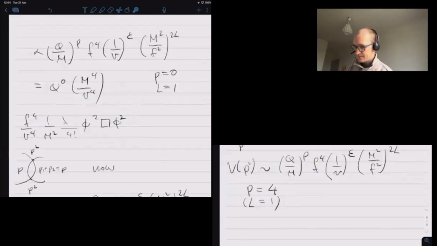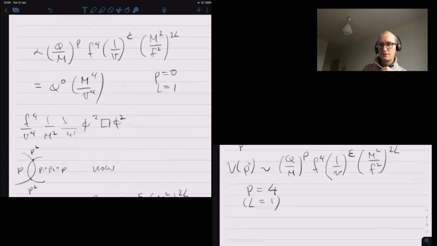Yes, maybe if I get this right, in addition to keeping track of the power P, the power K of the number of derivatives, we also need to keep track of the number of loops when we do computation. It would be wrong to do a diagram with too many loops, I think, or is that correct?